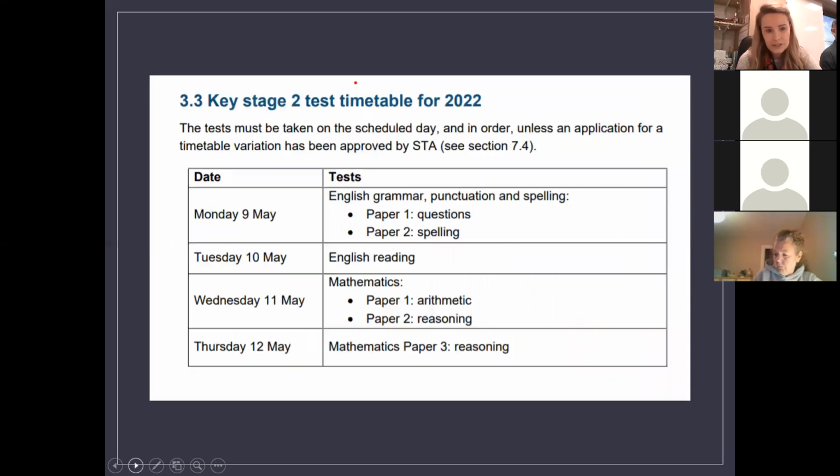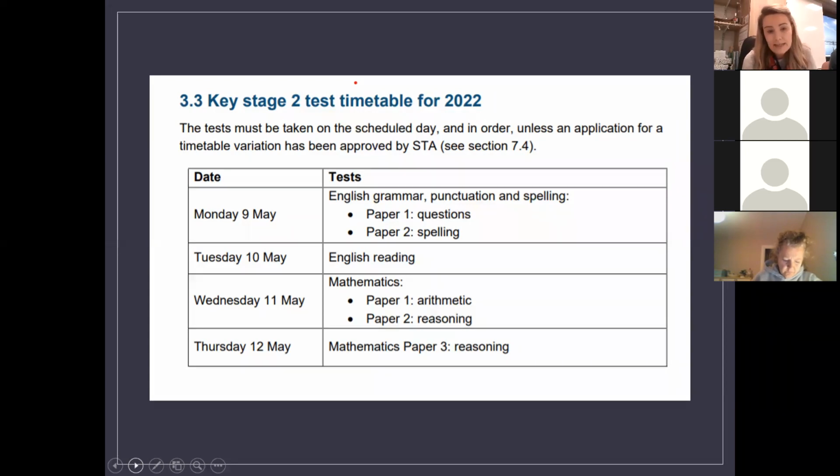So 2022, this is what the timetable looks like. This has been taken off the DFE website, the Department for Education. SATs week is the week beginning the 9th of May, which when we counted up the weeks, isn't that far away because we've luckily got lots of nice holidays in between now and then. But this is what the week will look like. On the Monday, we start with the English grammar, punctuation and spelling test. I'll talk about that in a few moments, but that's made up of two different papers, paper 1 and paper 2.